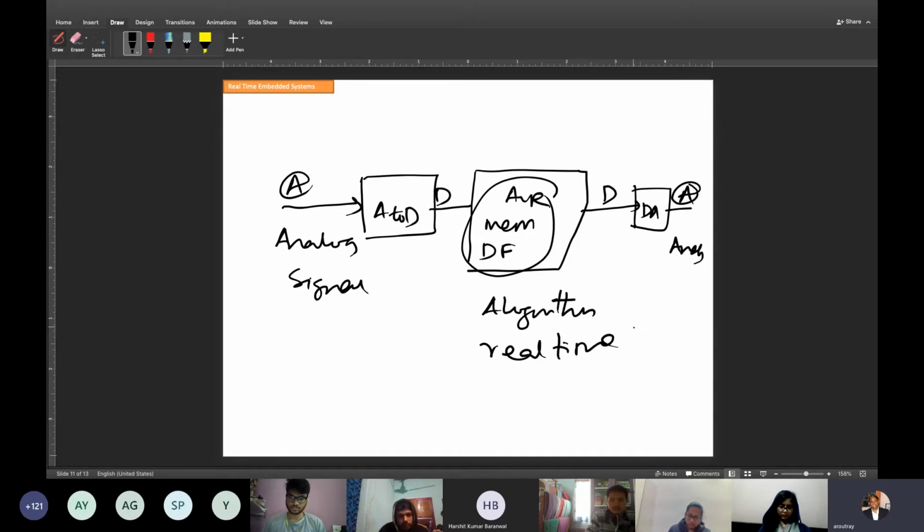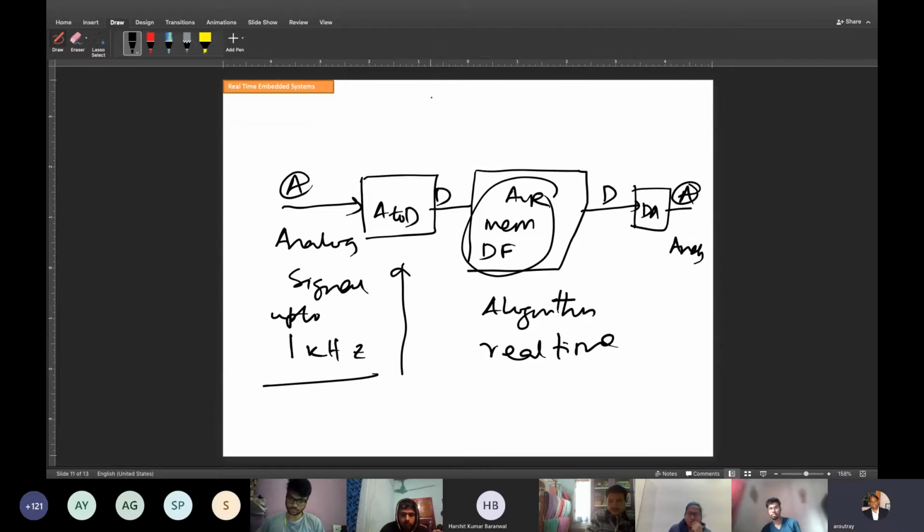Suppose you want to filter an analog signal up to 1 kilohertz. What should be the sampling frequency here? More than 2 kilohertz. Fantastic. Thank you very much. So the sampling frequency is more. Let's say my sampling frequency is 10 kilohertz. What is the sampling time? Sampling time is 0.1 milliseconds. So the digital filter which will work here, what is the time constant of the digital filter?